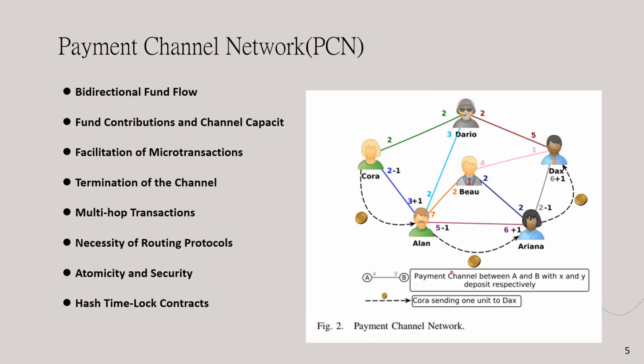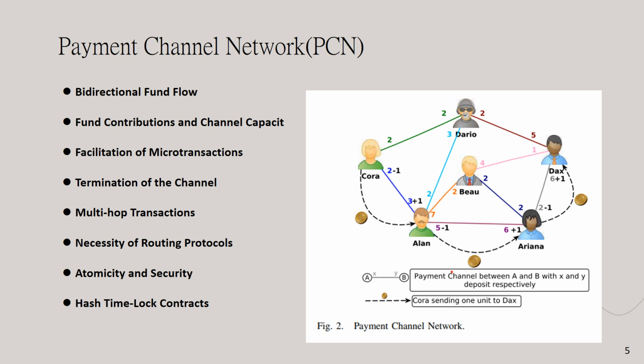Bidirectional fund flow. Payment channels allow funds to flow bidirectionally between two participants, like Alan and Ariana. Fund contribution and channel capacity. The total contributions determine the channel capacity, which represents the total transaction amount for that channel. Facilitation of microtransactions. Alan and Ariana can make microtransactions without recording each one on the blockchain, reducing the blockchain load.